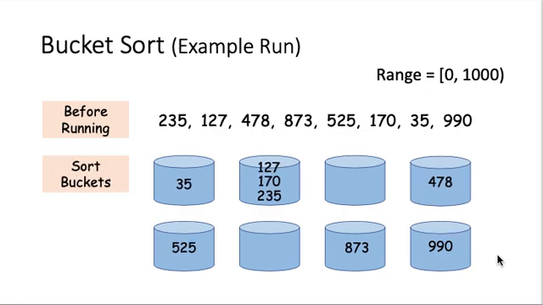And after that, we are going to sort the numbers in each bucket separately. So we are sorting this bucket, sorting this bucket, sorting this bucket, and so on and so forth. And finally, we collect the numbers from the smallest bucket, and then the next smallest bucket, based on the value, and so on and so forth. So in the end, we get 35, 127, 170, 235, and so on and so forth, up to 990, and all the numbers are sorted.